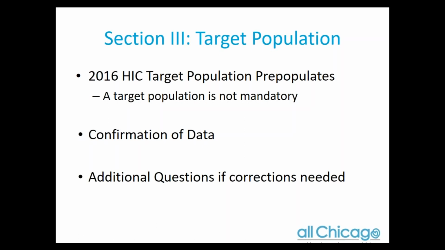If you don't have one, if you serve families, singles, whoever qualifies for your program, then you would click NA. If the information on the 2016 target population is incorrect, you'll go ahead and say no and additional questions will show up. If it is accurate, you'll be able to skip to the next question.